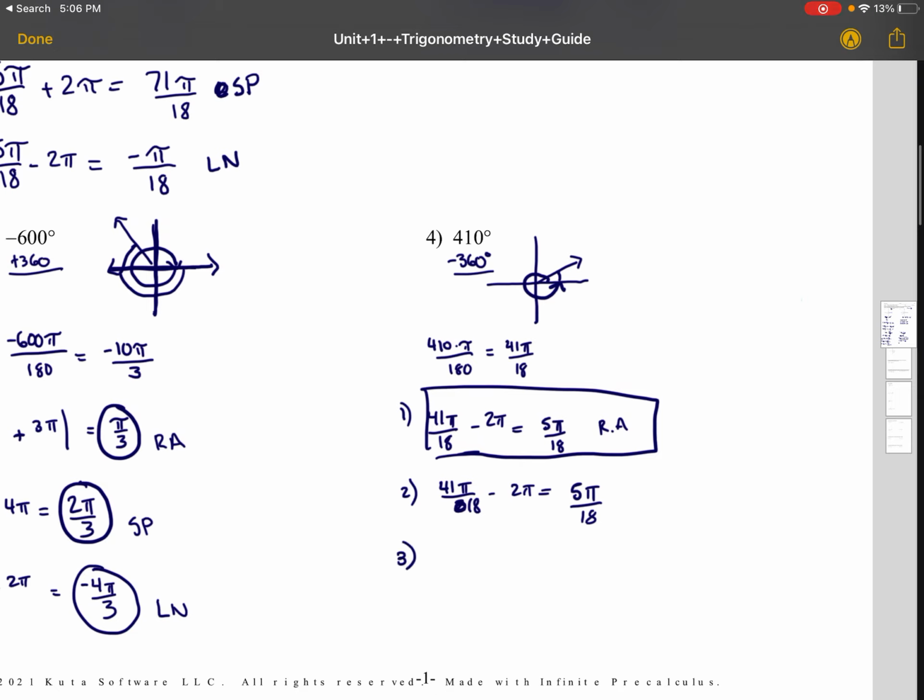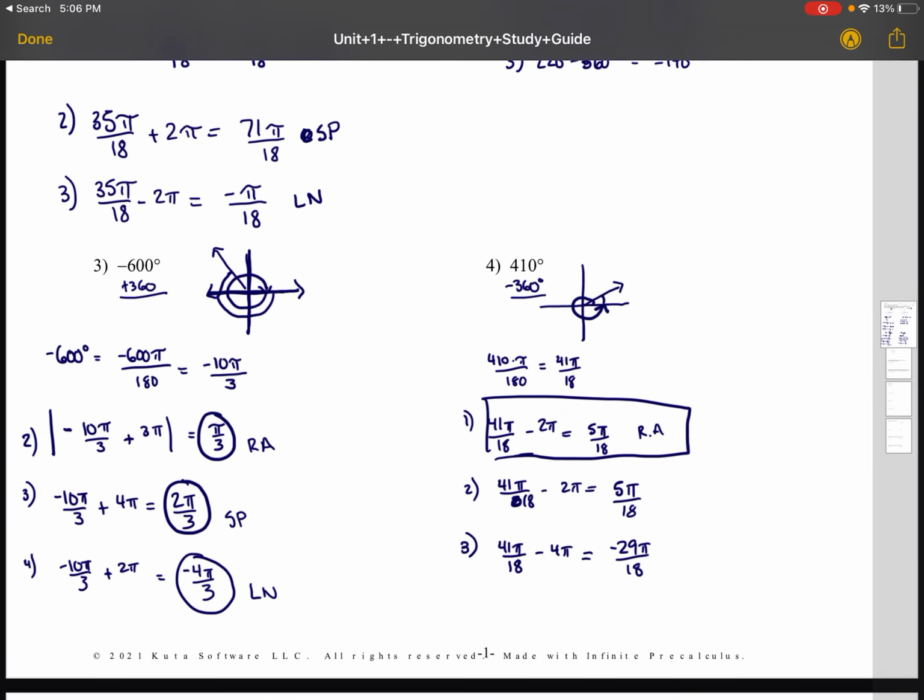And then if we subtract 2 pi again, we're going to take 41 pi over 18, and we need to subtract 4 pi, because subtracting 2 pi left us with a positive. So we're going to subtract 4 pi, which means we take 2 trips backwards around the circle. That's 72 pi over 18, so that's negative 29 pi divided by 18.